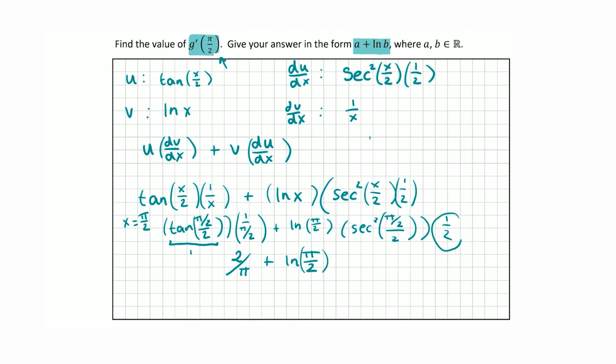And then I'm going to bring this half in front here, in front of my ln pi over 2, because now we need to work out sec squared of pi over 2 over 2, or sec squared of pi over 4. Now, there is no sec squared button on the calculator, so you have to use the rule, which is on page 13 in the log tables.